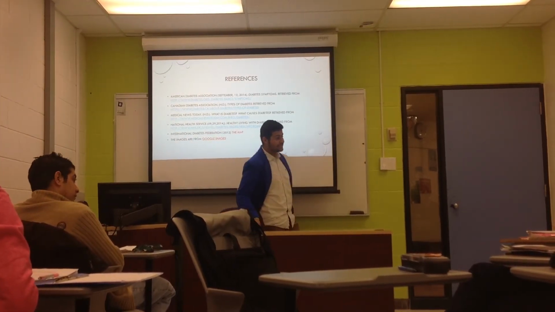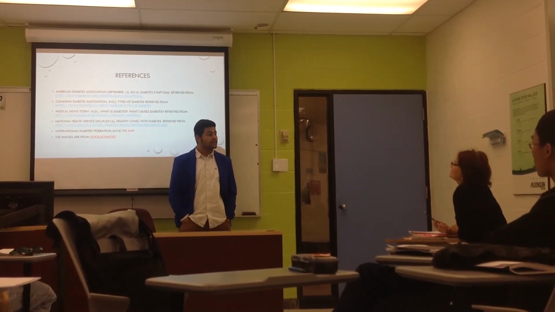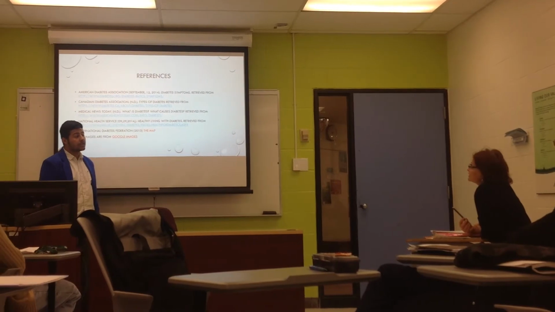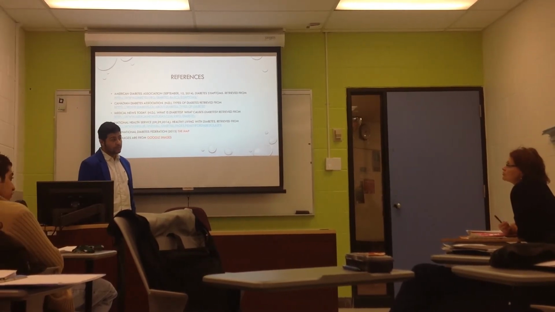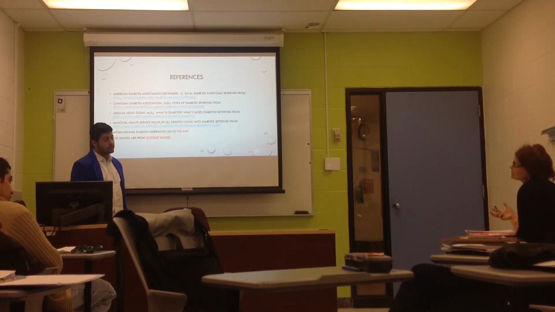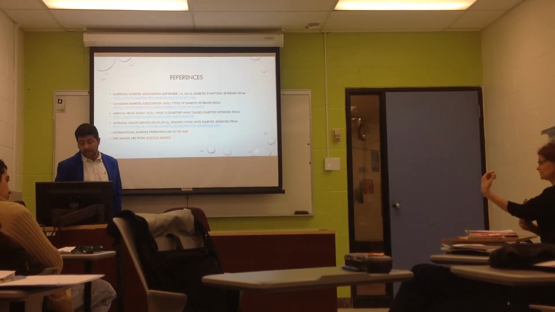Is there a connection to the ethnicity or the place where you live geographically? Is there a connection between the number of people who have diabetes and the place where they live? The climate, the economic situation, the ethnicity?